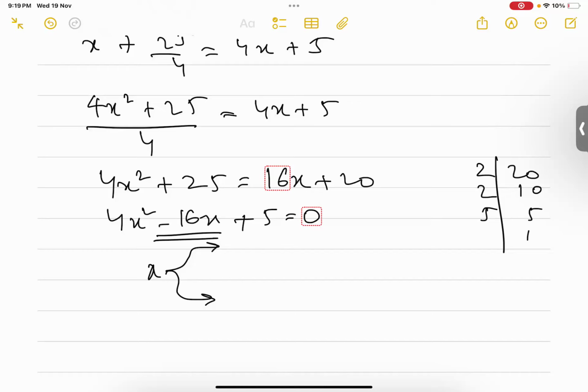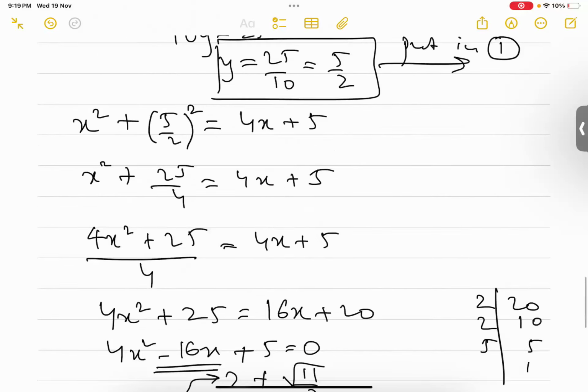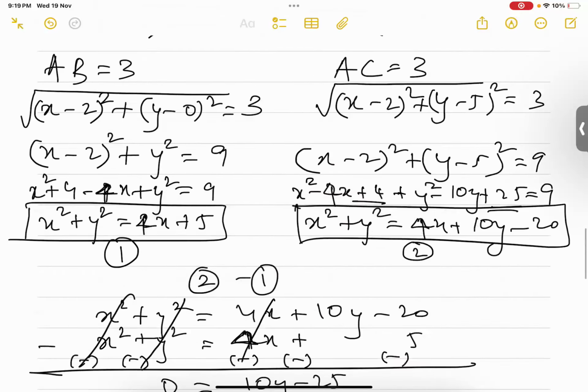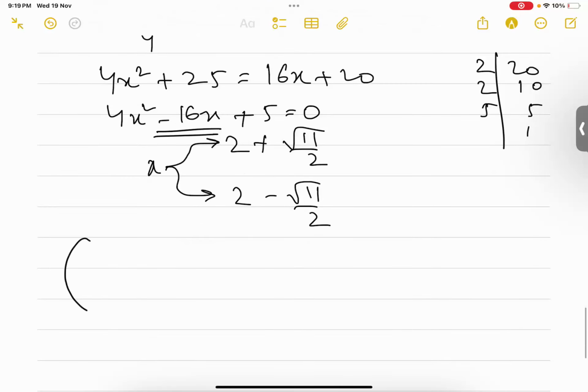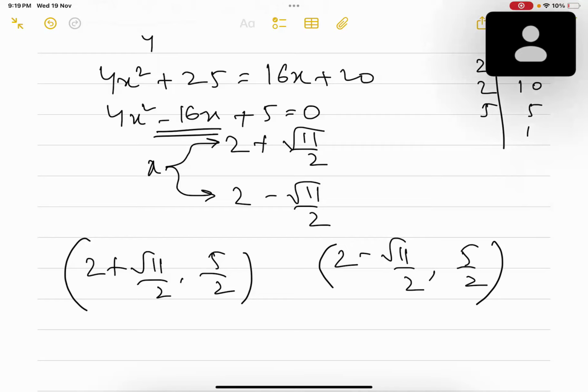So by the formula method, you'll get one of the values as (2 plus root 11) by 2 and the other value is (2 minus root 11) by 2. So the coordinates of the third vertex will be (x, y): ((2 plus root 11) by 2, 5 by 2) and ((2 minus root 11) by 2, 5 by 2). So these are the two possibilities. Okay. So guys, any feedback? Have you understood this?